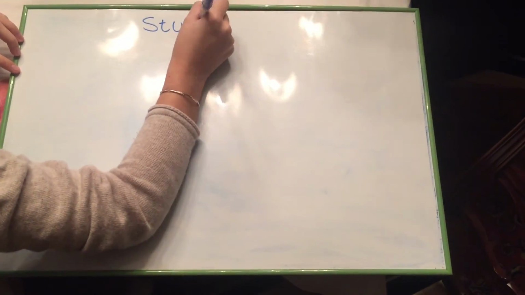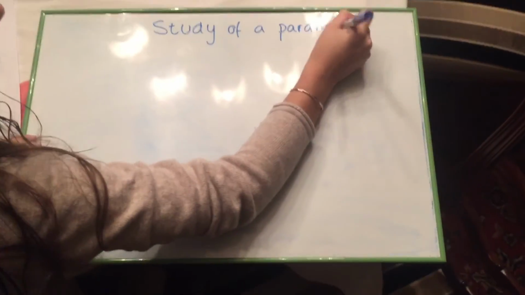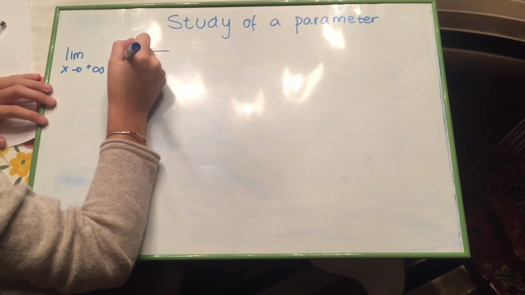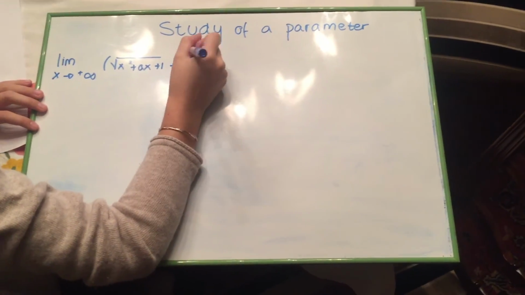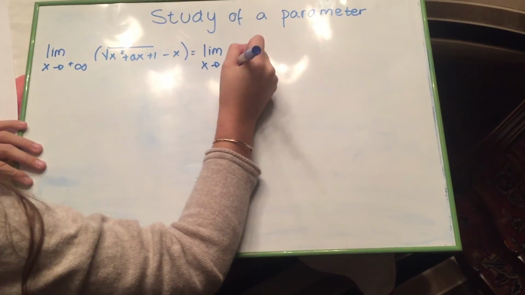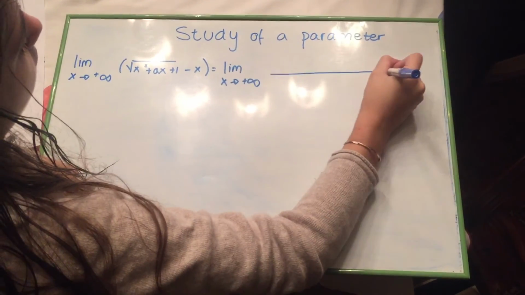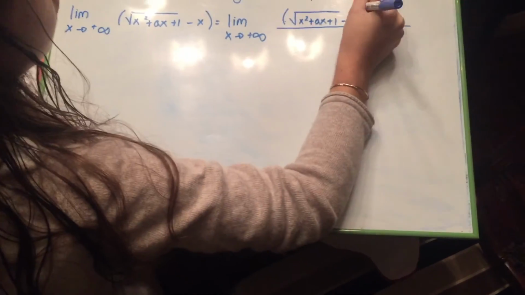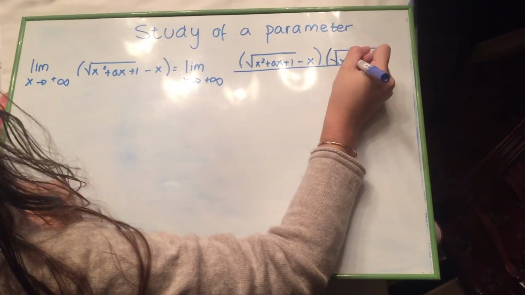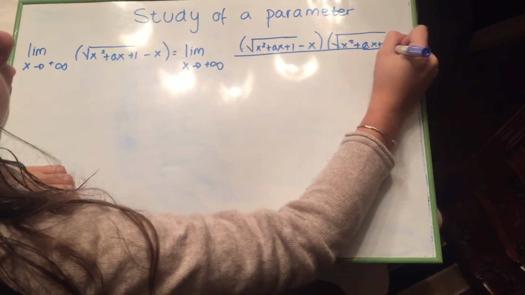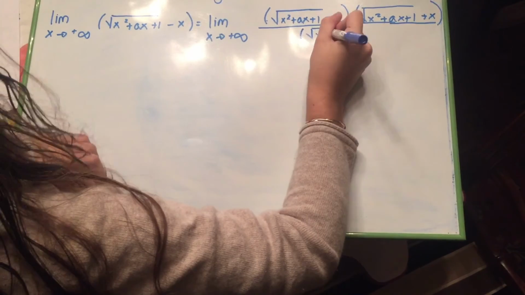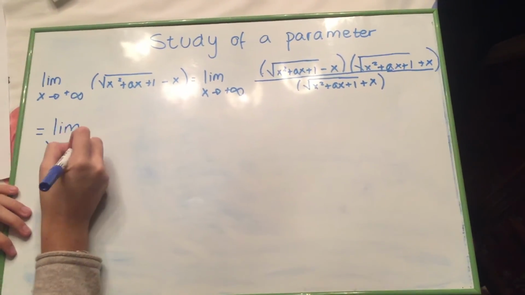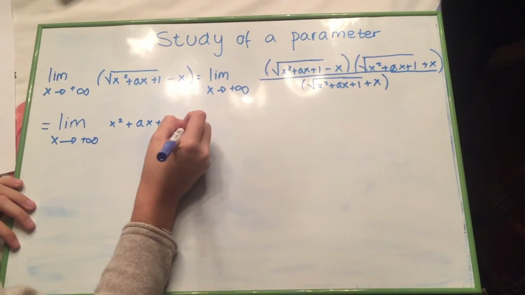Now we're going to study the limits with the parameter a. The limit as x goes to positive infinity of root of x squared plus ax plus 1 minus x equals the limit of root of x squared plus ax plus 1 minus x, times root of x squared plus ax plus 1 plus x, divided by root of x squared plus ax plus 1 plus x, which equals the limit of x squared plus ax plus 1 minus x squared, divided by root of x squared plus ax plus 1 plus x, which is the limit of ax plus 1 divided by root of x squared plus ax plus 1 plus x.